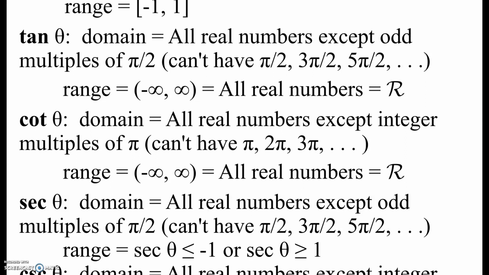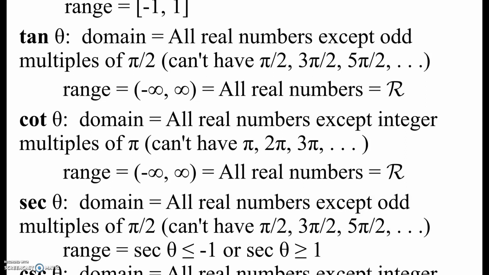Tangent and secant both have a domain that are all real numbers except odd multiples of pi over 2. So you can't have pi over 2 or 3 pi over 2 or 5 pi over 2 or 7 pi over 2 or any odd number times pi over 2. The range for tangent, again, all real numbers.